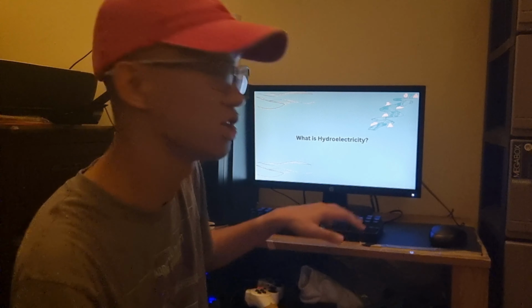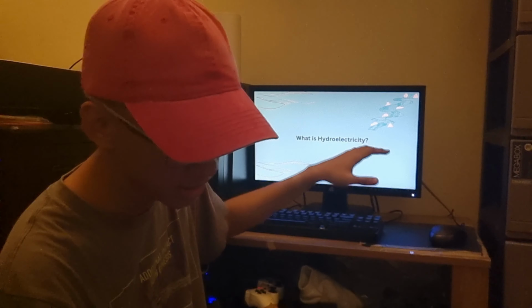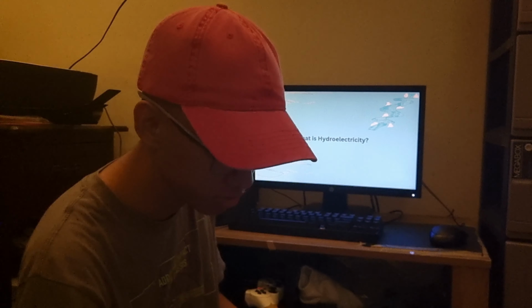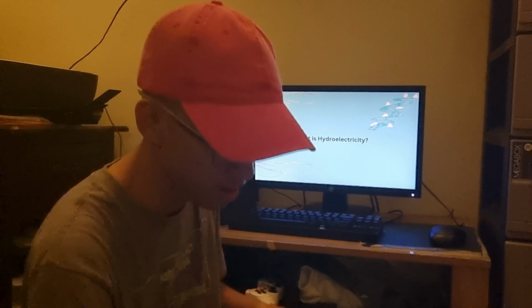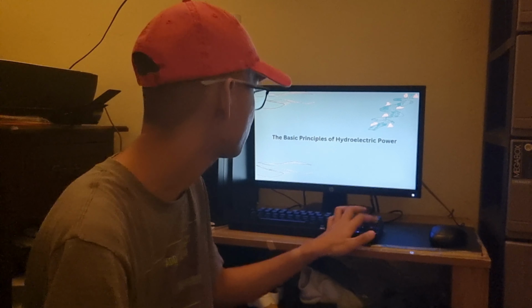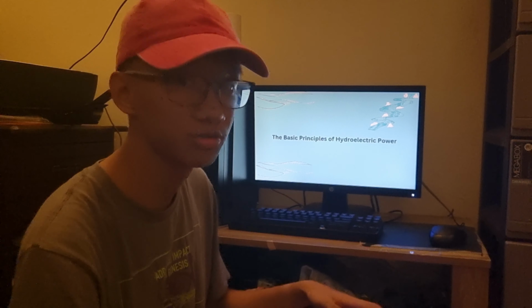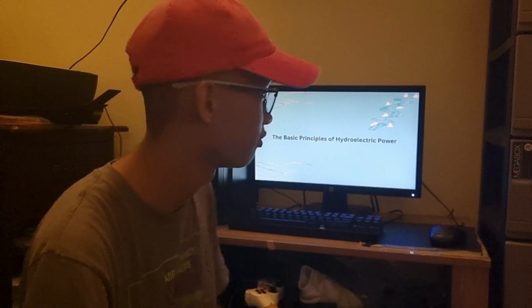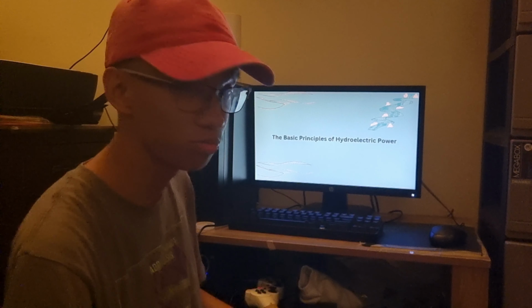Key facts about this: hydroelectric power generates 16% of electricity production globally as of recent data. It says 2024, and it's clean, renewable, and reliable. Next are the basic principles of hydroelectric power. Let's just call it hydroelectricity from now on because it's really hard to pronounce.